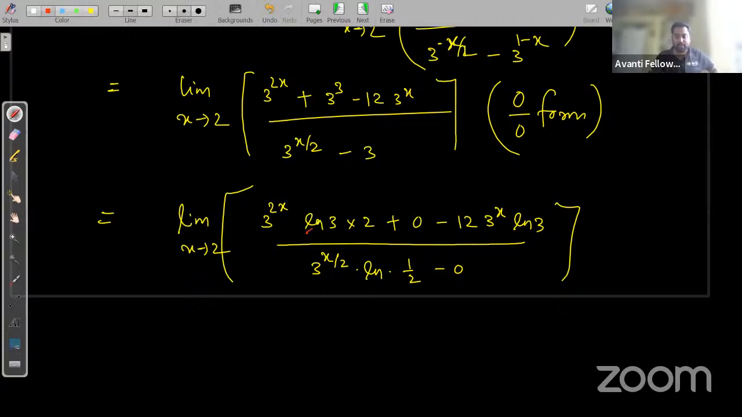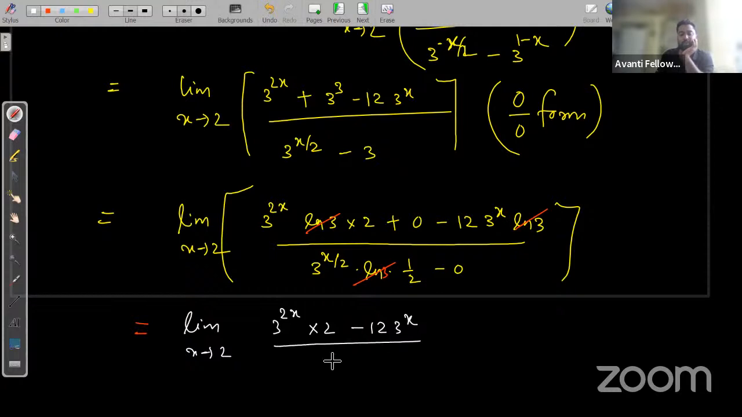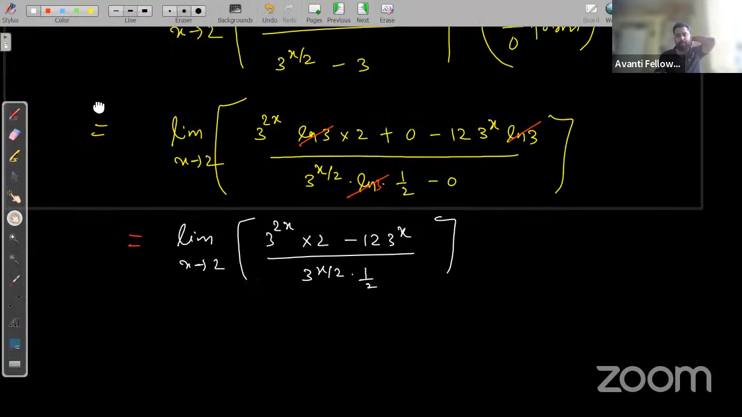Okay, so from numerator and denominator you can see here all the ln 3 terms will be cancelled out. This is ln 3, this will cancel out. So after cancelling from numerator and denominator, what you are having: limit x tending to 2, 3^(2x) into 2 minus 12 into 3^x, whole divided by 3^(x/2) into 1/2. This is what you are having till now.